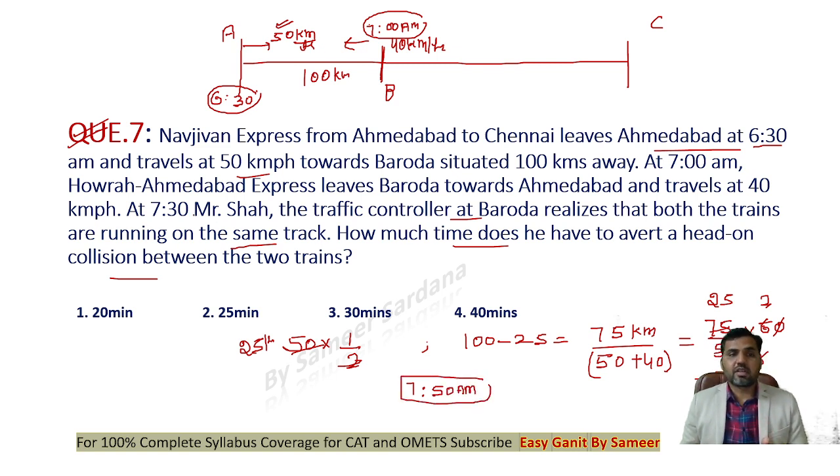The traffic controller is realizing this at 7:30. So the collision is going to happen at 7:50 and this person is realizing it at 7:30.